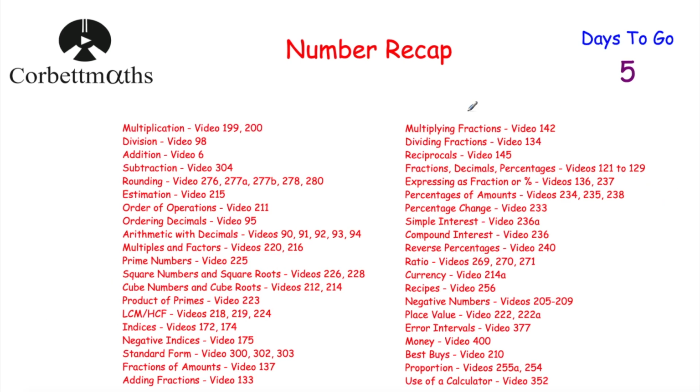So in today's video we're going to be doing a recap of all the number topics on the Corbettmaths Revision Checklist. These are the number topics in red. So we've got multiplication, division, addition, subtraction, rounding, estimation, order of operations, ordering decimals, topics such as prime numbers, best buys, percentage change, percentages, compound interest, and things like that. So let's get started.